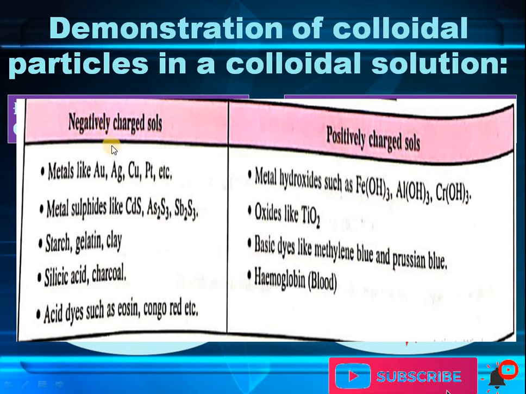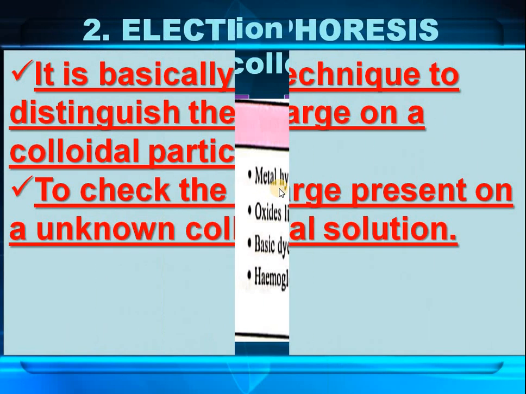In negatively charged colloidal particles, the colloidal solutions of metals like silver, gold, copper, platinum will come. And in positively charged colloidal particles, iron hydroxide, aluminum hydroxide, chromium hydroxide will come. Again, further in negatively charged, we will cover starch, gelatin, and clay particles. And in positive, you can take hemoglobin and even the dyes like methylene blue and Prussian blue. So, these are the types of positively charged and negatively charged colloidal particles.